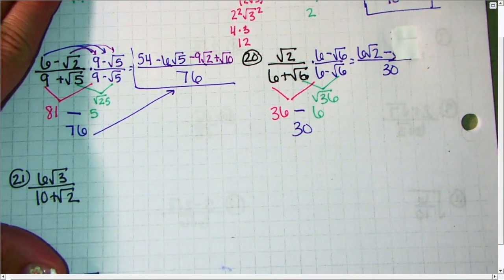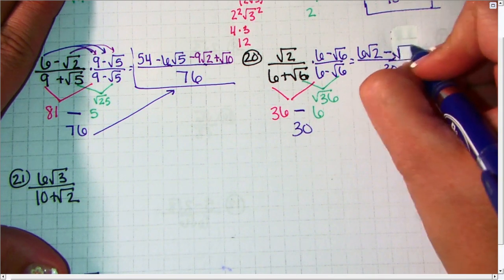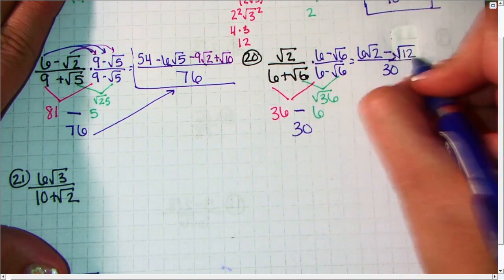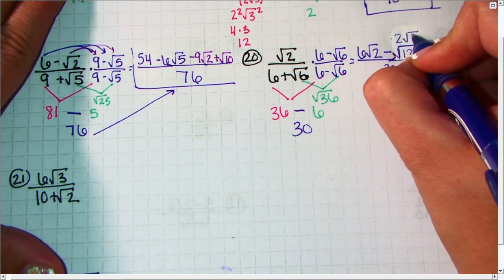All right, let's go from here. This should be the square root of 12. My bad. I'm sorry about that. 2 times 6 is 12. And then I can simplify that into 2 square roots of 3.